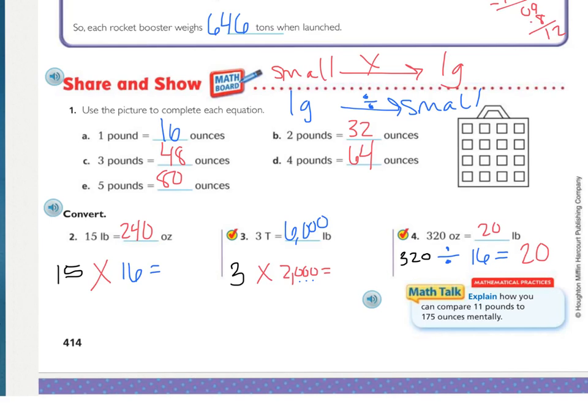For the Math Talk section, we're comparing 11 pounds to 175 ounces, and we're going to do it mentally. So I would know that 11 pounds is close to 10 pounds, and there's 16 ounces in a pound. So 16 times 10 is going to be 160, plus another 16 to make it 11 is 176. So that shows me that I could mentally do this quickly, and that 11 pounds is greater than 175.